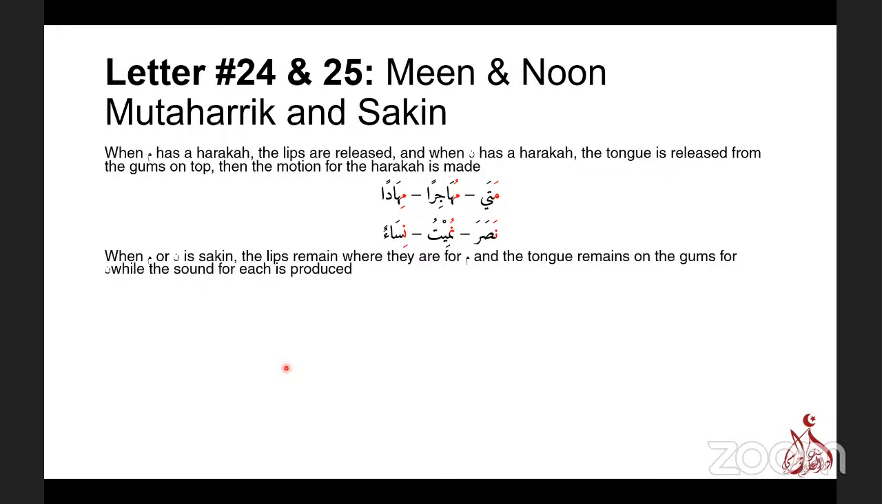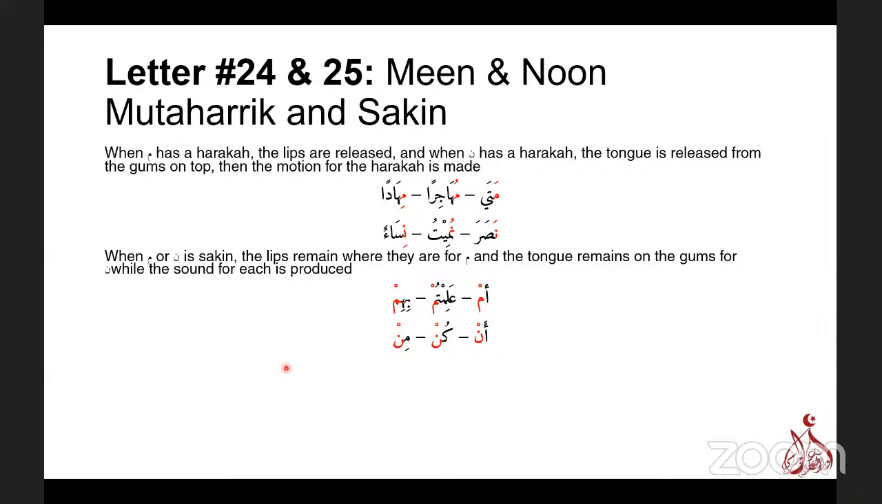When a meem or noon is sakin, the lips remain where they are for meem. So for meem, the lips remain closed when you're making it sakin, and the tongue remains on the gums for the letter noon. It's not going to move from there while the sound for each is produced. When you go to the next letter, you adjust accordingly. So for example, 'alaykum, tum, the lips remain closed. Bihim, so the lips remain closed. Noon, the tongue stays on that top area, on the gums behind the upper teeth.